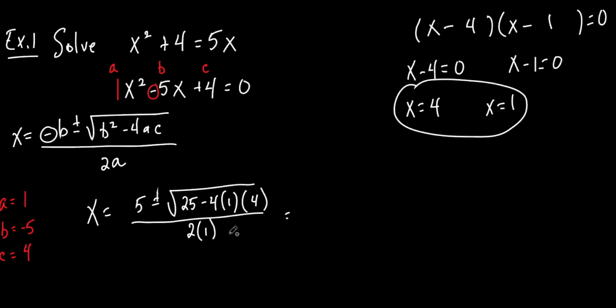Now, basically, all you got to do is just simplify this thing right here, all right? And then you should be good. So what do I write first? 5 plus or minus the square root. Let's do this. This is 25. This is minus what?